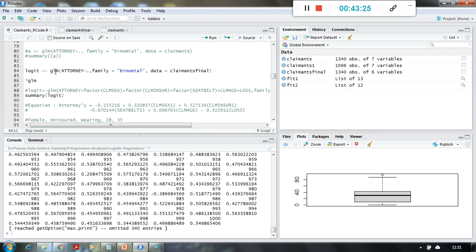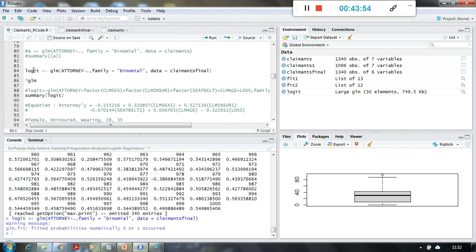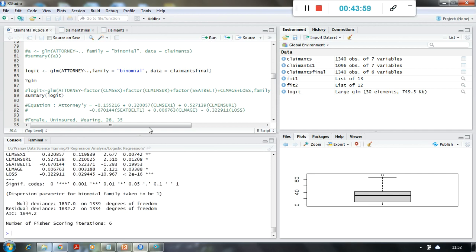Because of this, we cannot use this linear model function to write a logistic regression model. So let us write a logistic regression model, which is also called a generalized linear model, that is why it is GLM. So GLM attorney tilde dot, this is the syntax, family equal to binomial, because we have 2 classes, and data is claimants final, which is the clean, processed data. So my model name is Logit. If we check the summary of Logit, we get these details.